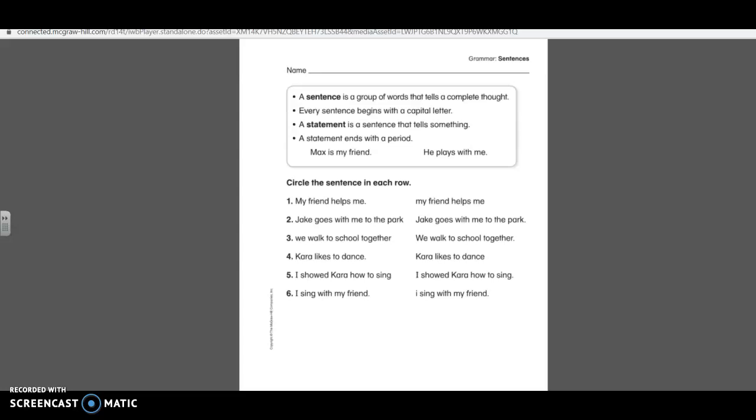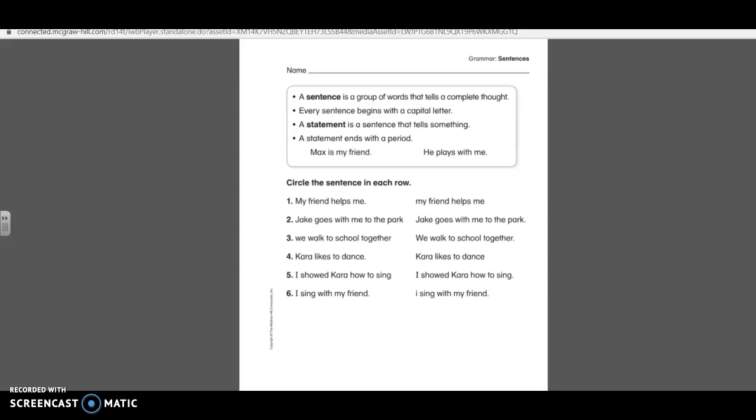Okay, boys and girls. So in grammar today, we're going to talk about sentences. What is a sentence? A sentence is a group of words that tells a complete thought. Every sentence has to have certain things in it. What is one of the things that a sentence needs to have? End marks, right? It needs to have an end mark.